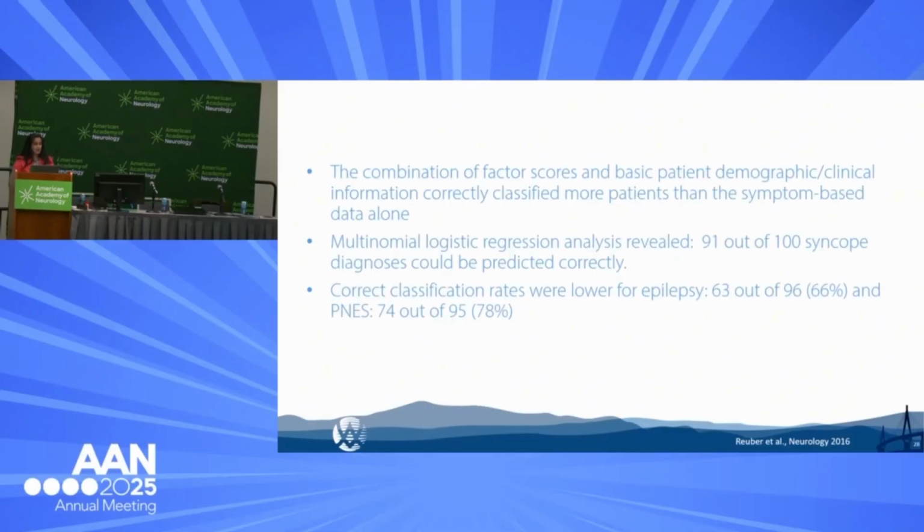So the combination of factor scores and basic patient demographic clinical information correctly classified more patients than the symptom-based data alone, and multinomial logistic regression analysis revealed 91 out of 100 syncope diagnoses could be predicted correctly, and the correct classification rates were lower for epilepsy, about 66%, and 78% for non-epileptic seizures.